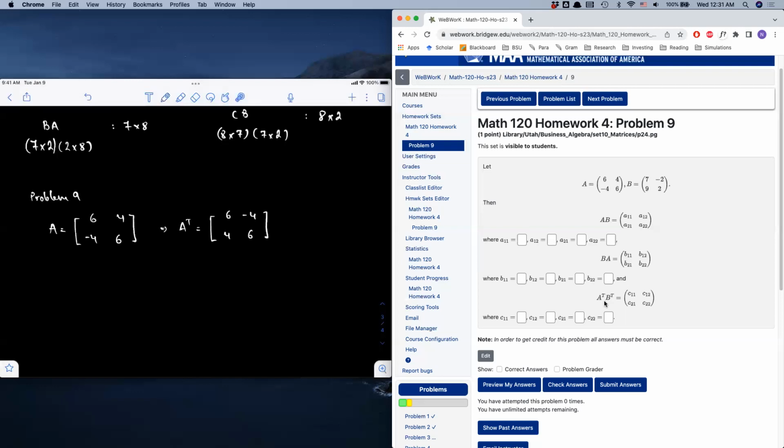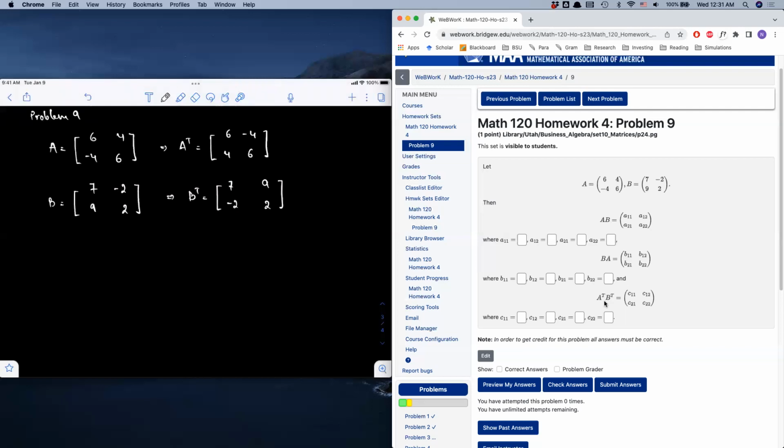So all the rows become columns, right? So 6, 4 becomes column 6, 4. The row -4, +6 becomes column -4, +6. And matrix B is of the form 7, -2, +9, +2. B transpose is going to be 7, 9, -2, +2.